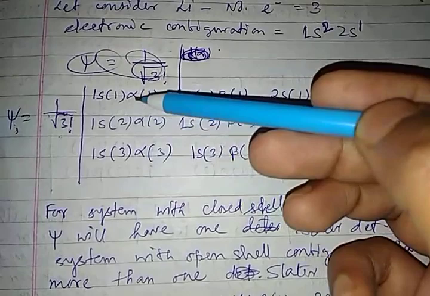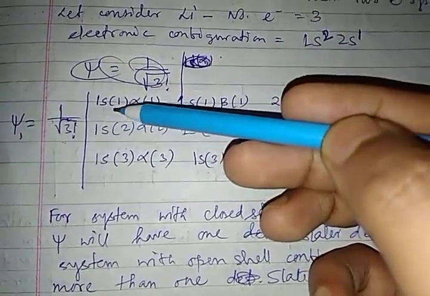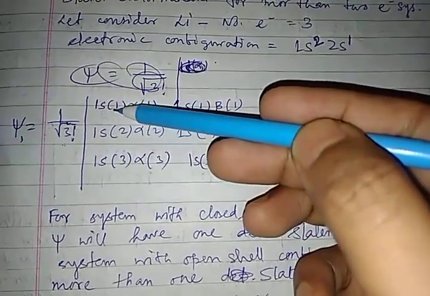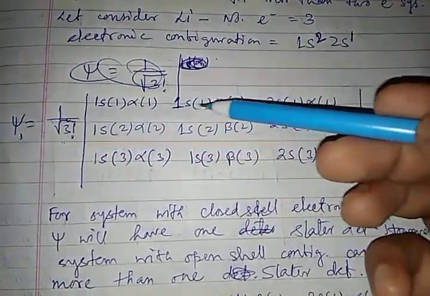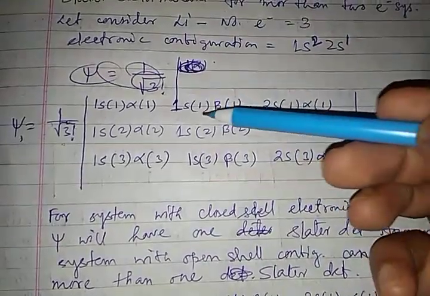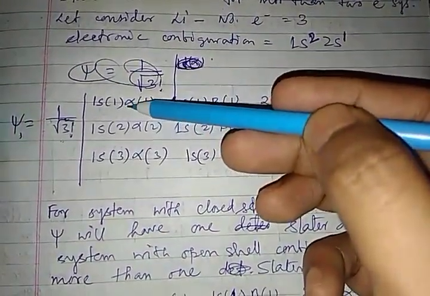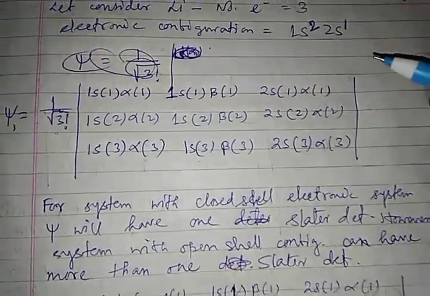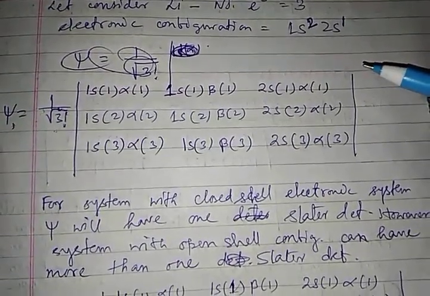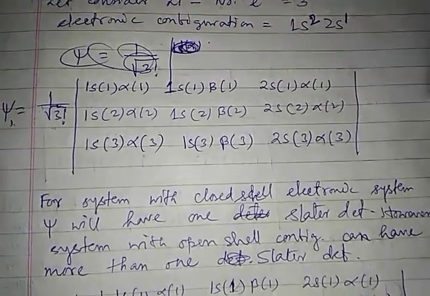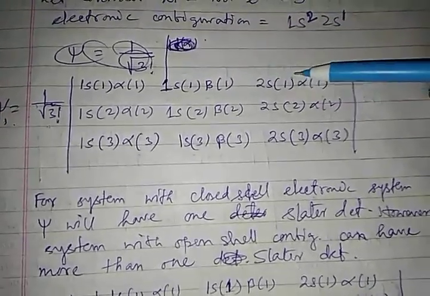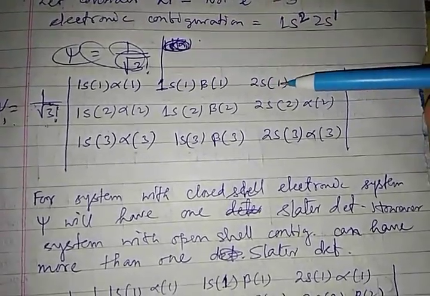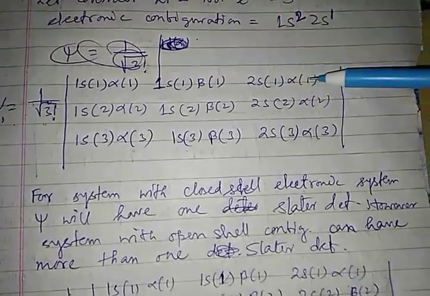The first element will be the spatial function 1s1 alpha, for electron 1. Then 1s1 beta, that will be electron 1 having beta spin, in this case alpha spin, beta spin. Then electron 1 will go to the third orbital. The third spin orbital will be 2s, and the 2s can be occupied by electron 1 with alpha spin.